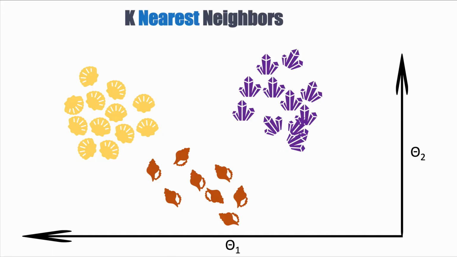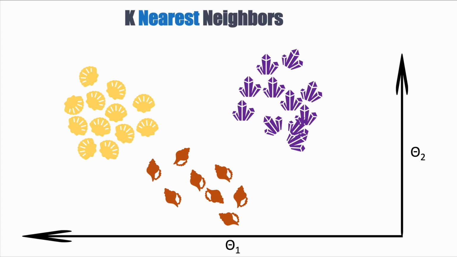Another very useful algorithm for classification is the k-nearest neighbor, or KNN. So let's look at how it works. It's a very simple algorithm. So imagine that you have these three classes again, the gastropod, bivalve, and quartz, in a feature space. Here I'm representing theta 1 and theta 2 as two different features, but of course you can have n dimensions, so many more features than just these two.